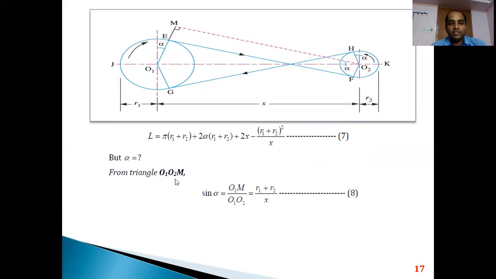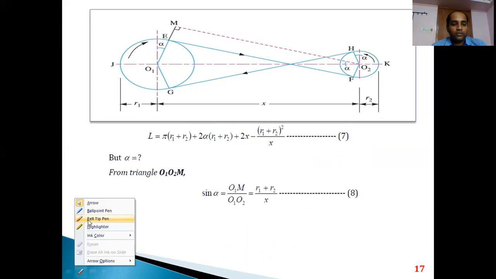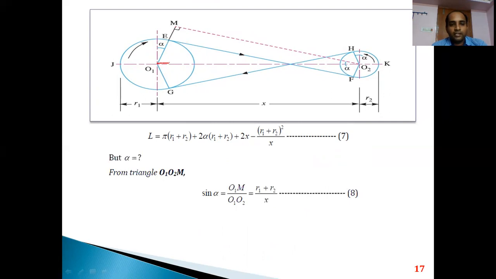To find the value of alpha, as I told, we go back to the right angle triangle O1 O2 M. So if you observe here, this is the right angle triangle O1 O2 M. Here it is 90 degrees. So this is your angle alpha. So sine alpha is equal to how much we get? Sine alpha is equal to the opposite side O1M divided by the hypotenuse O1O2.